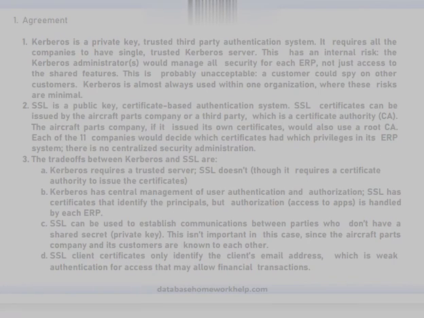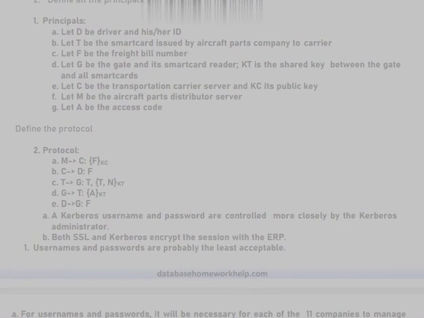Solutions. 2. Define all the principals and variables in the protocol.